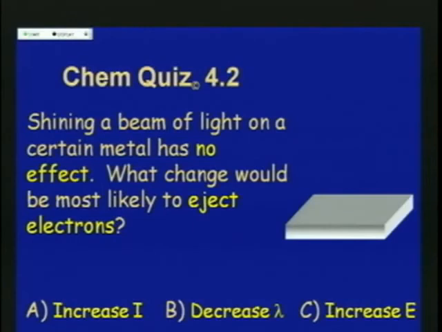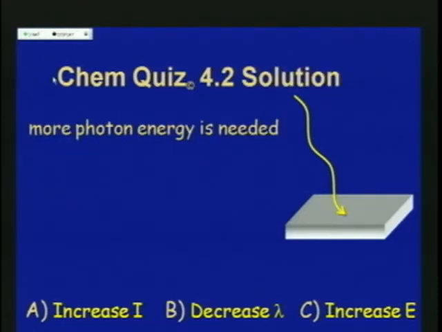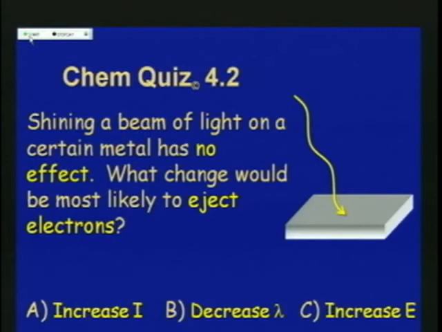So we shine a beam of light on a metal. Nothing happens. If we want to kick off electrons, what's the best thing to do? Increase intensity, decrease wavelength, or increase the energy? Let's go ahead and vote.